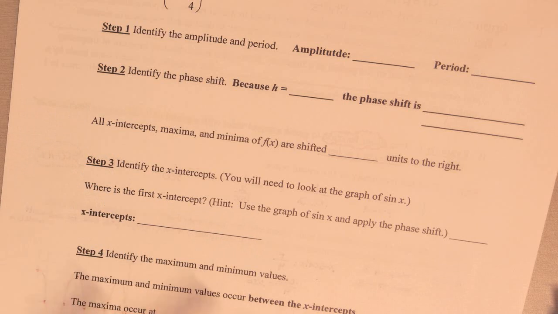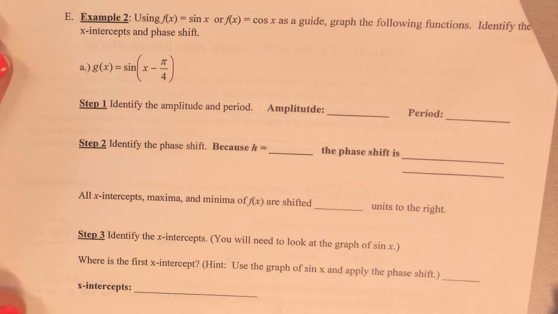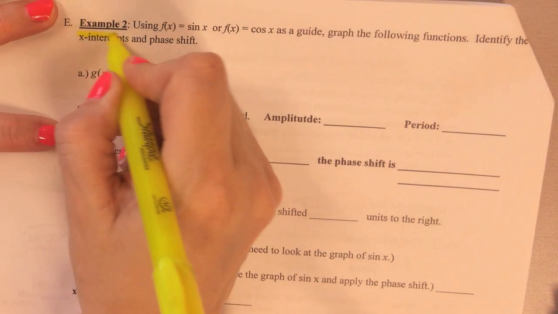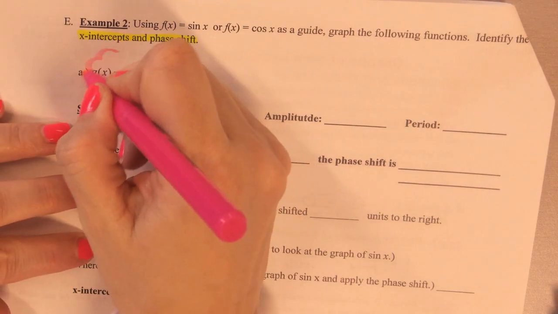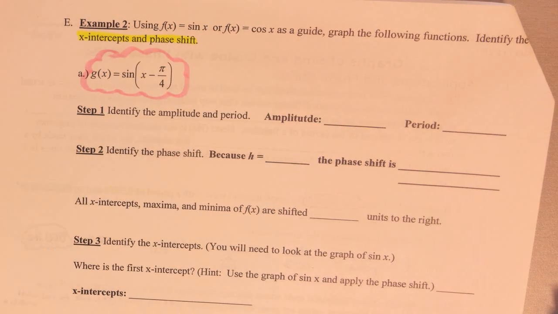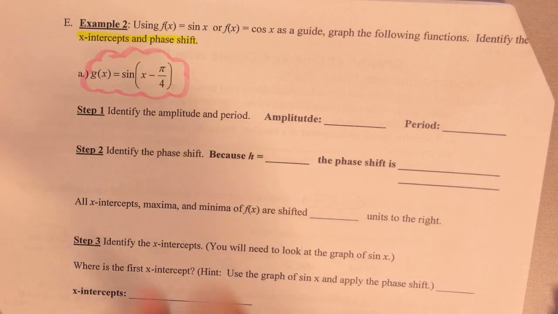So I put together a step-by-step, like, hey, you can go through these steps. Once we've identified some of these in the notes today, you're going to be able to use this on your homework problems. All right? So we're going to graph the function. We also have to identify the x-intercepts and the phase shift. And for A, your function is g of x equals the sine of x minus pi over 4. Okay, so this is what we are graphing today.